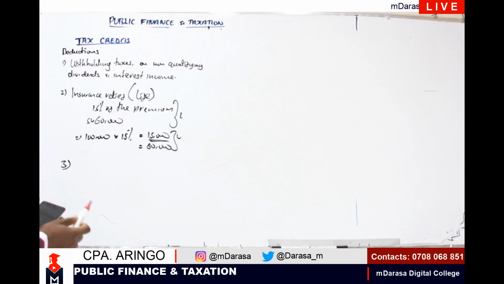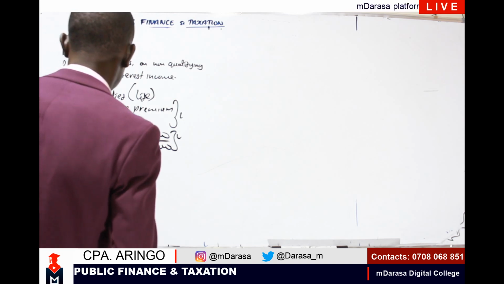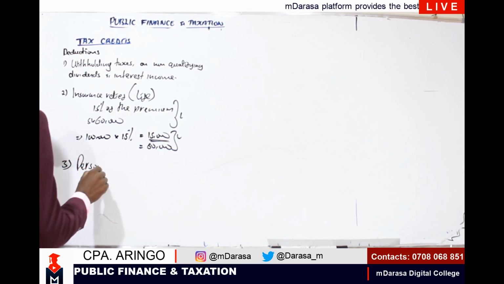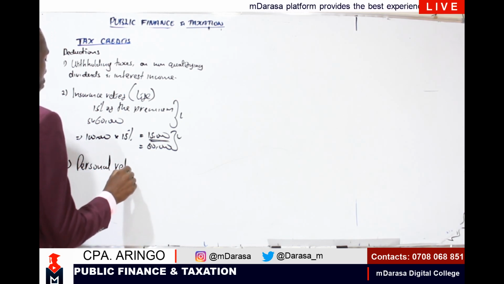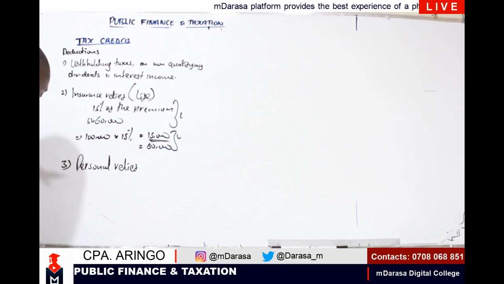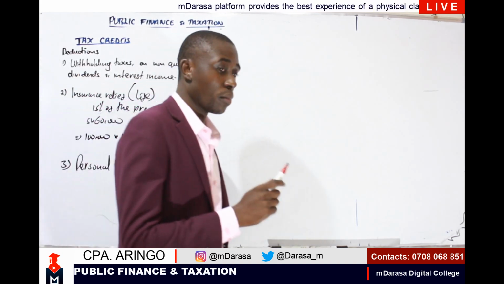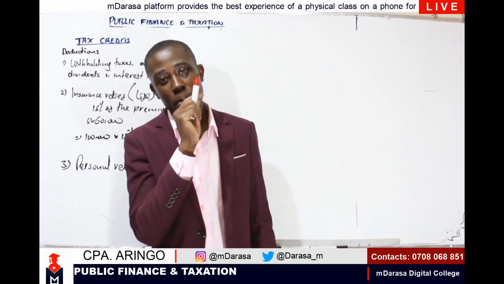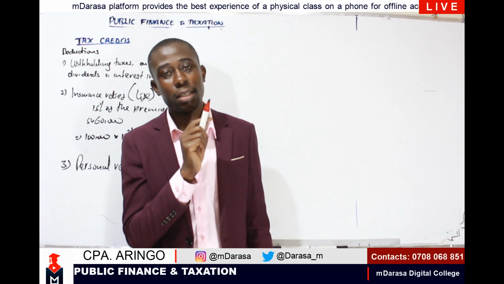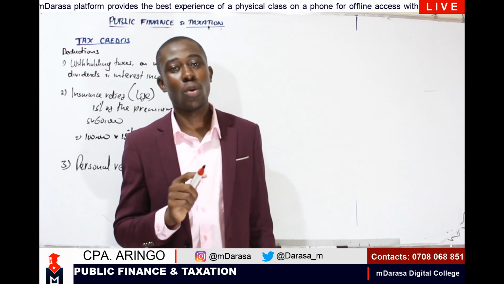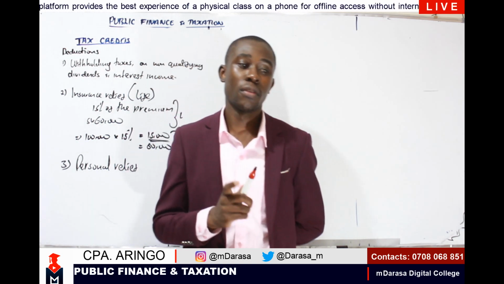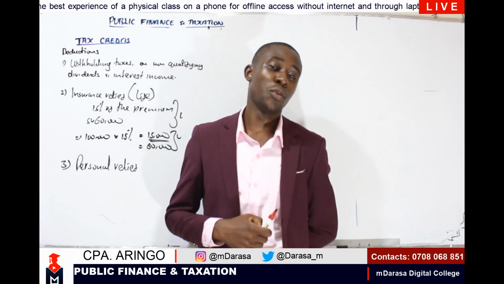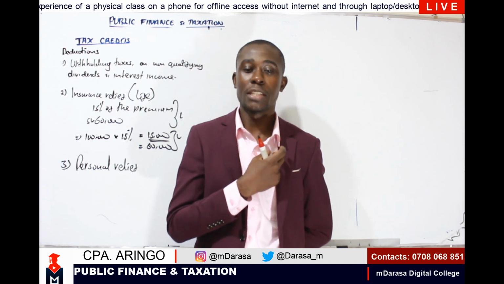Now, looking at this relief or tax credit number 3, we are terming it as personal relief. I know by now we must be very good in understanding that it is only residents who are always given what? Personal relief. Any non-resident will not be granted personal relief. And we had already explained this one earlier on.